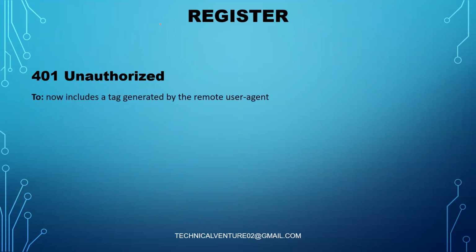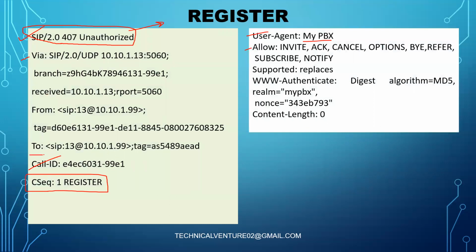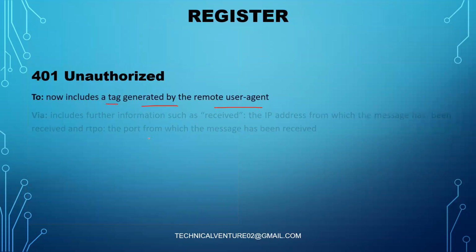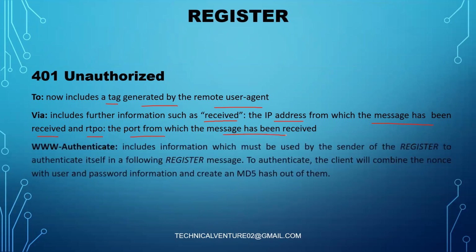So what is this 401 unauthorized? To now includes a tag generated by the remote user agent. As you can see up here, it generated a tag under the to message as well, correct? So via, what this via means, it includes further information such as received, the IP address from which the message has been received, and rport, the port from which the message has been received, right?